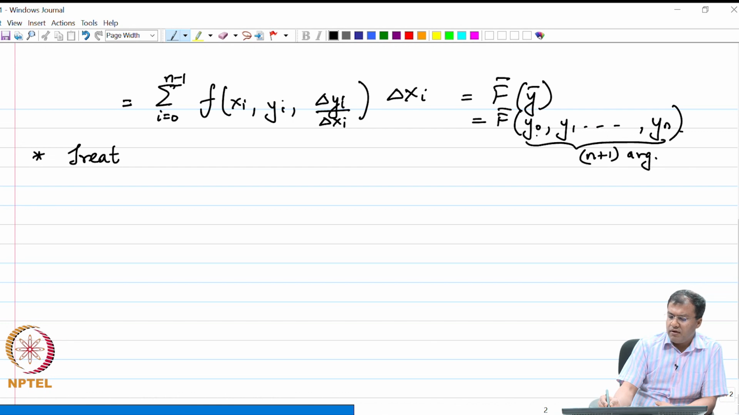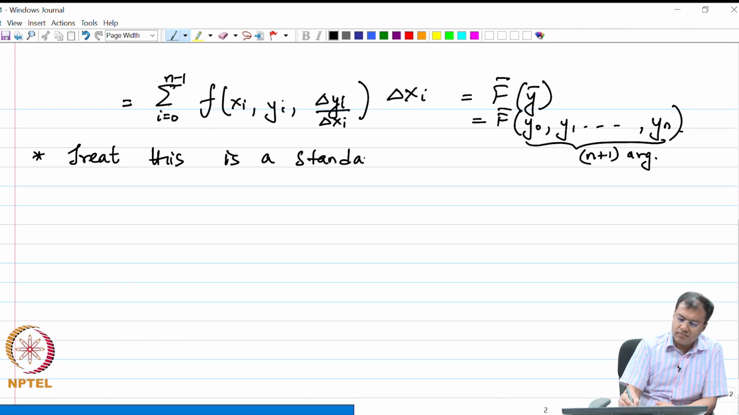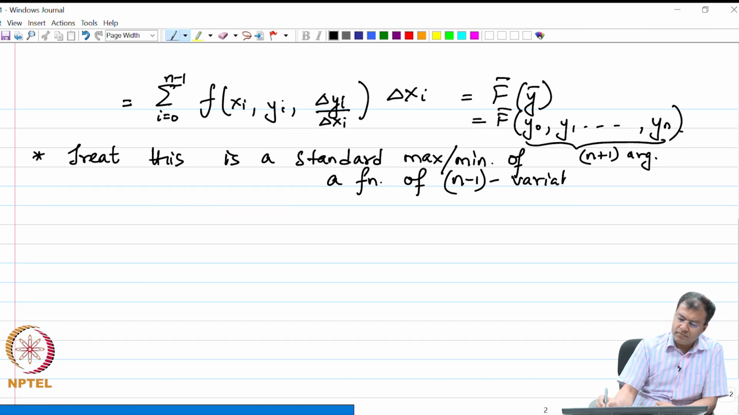However, we have 2 arguments corresponding to the boundary condition. So, y0 and yn are the values of y at x0 and xn given by the corresponding boundary condition. So, there are n plus 1 unknowns. So, we treat this function as a standard maximization or minimization problem, minimization of a function of n minus 1 variables, right. The 2 of the variables are just the boundary conditions, the remaining are the n minus 1 variables, right.